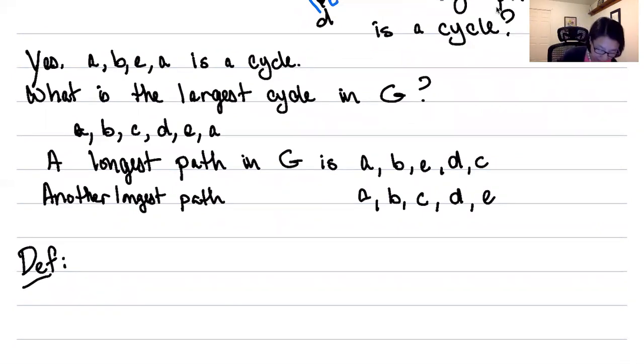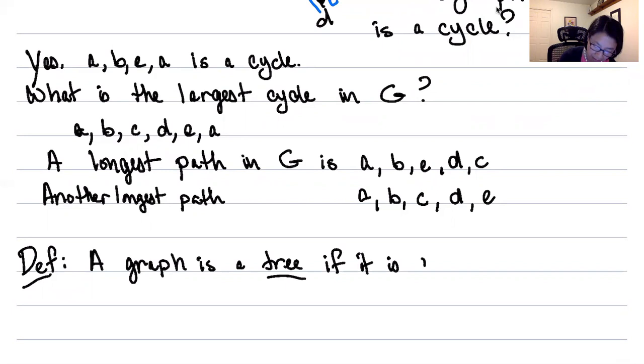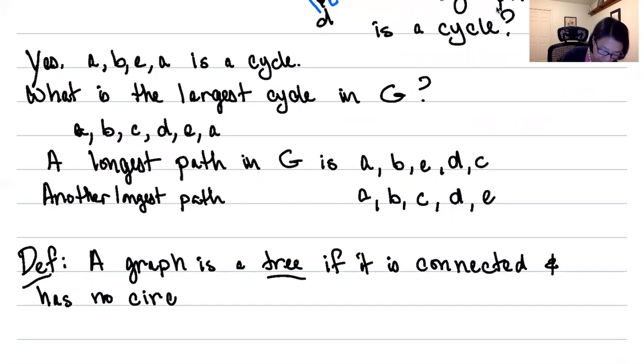So a graph is a tree if it is connected and has no circuits. Remember, a circuit, like a cycle, starts and ends at one vertex and goes along the edges. With a cycle, you can't reuse edges, but you can see vertices more than once.